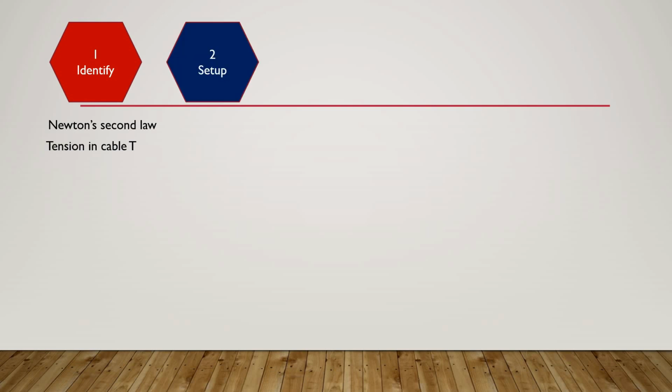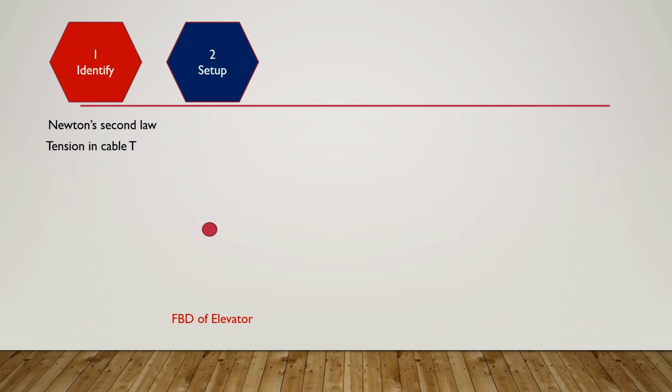Second step is setup. First we will draw a simple sketch. Simple sketch is drawn in the previous slide. Then we have to draw the free body diagram of the elevator. We place a big dot that is representing the elevator.